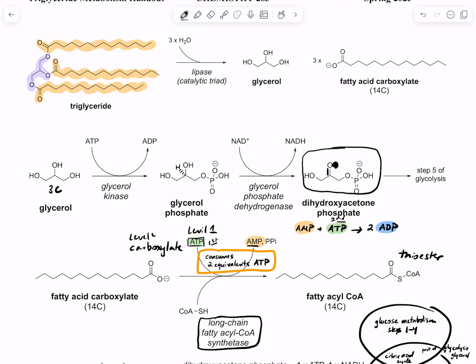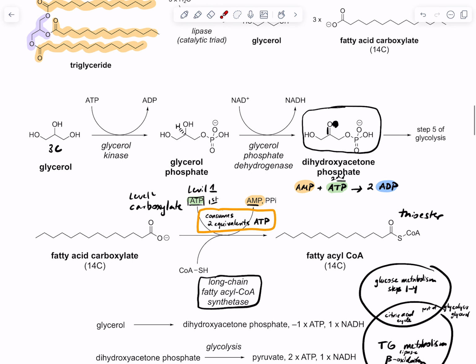So last time we got through the catalytic triad, hydrolyzing the triglyceride to glycerol and a carboxylate, fatty acid carboxylate, three of them. We discussed the fate of glycerol, how it gets modified on one of the OH groups with a kinase to make glycerol phosphate, how that gets oxidized on the secondary carbon by NAD+ to make dihydroxyacetone phosphate, and we showed how that goes through glycolysis.